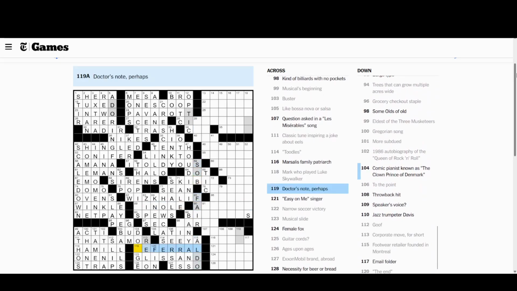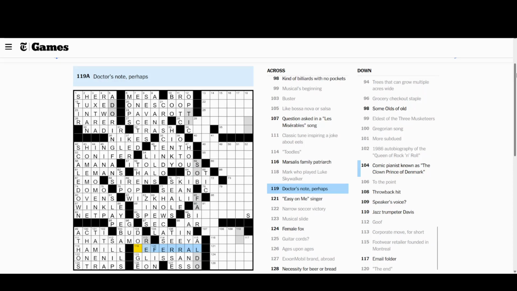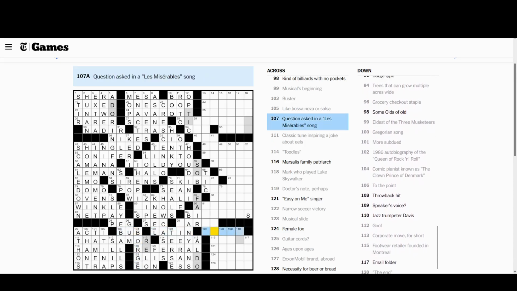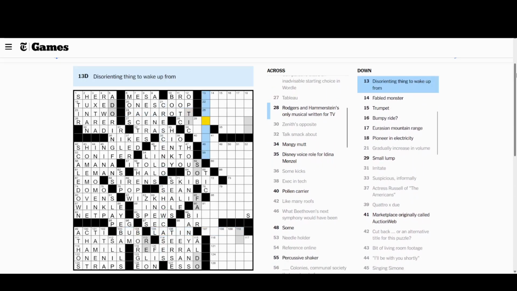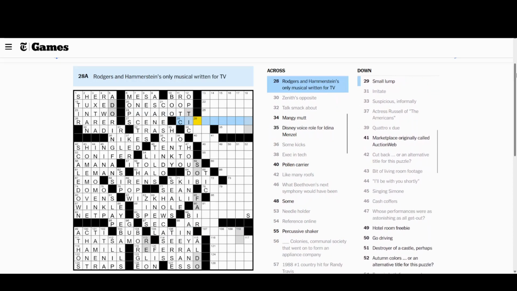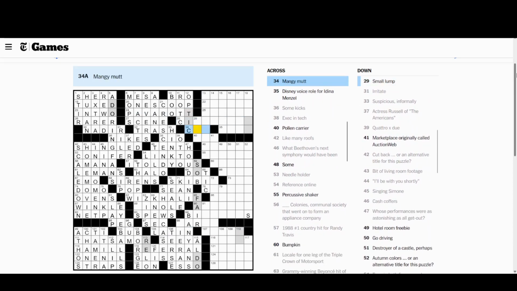And you know what? Deferral makes no sense in terms of being a doctor's note. Referral makes more sense. Oh, Buster could be Bub. And this makes more sense as a name. At least, I think. We can always change it to a D if we finish the puzzle and learn that that's not correct. Don't know what this is. Mangy mutt is going to be a cur.